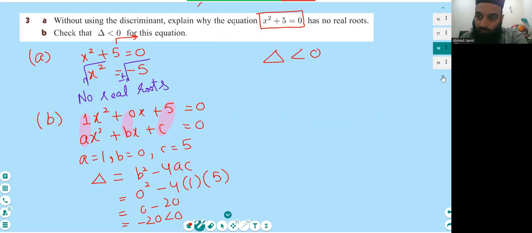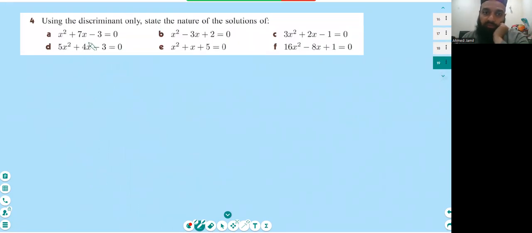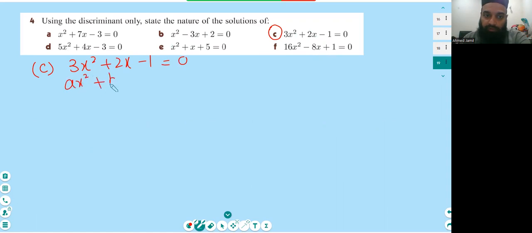Okay, now moving on. Question number 4. Using the discriminant, only state the nature of the solution of these quadratic equations, right? So I'm going to solve part C. In part C, the quadratic equation is 3x squared plus 2x minus 1 equal to 0. Comparing with the general form of quadratic equation, we get the values of A, B, and C. A is 3, right? And B is 2, and C is negative 1, right? So I'm writing here A equals 3, B equals 2, and C equals negative 1.